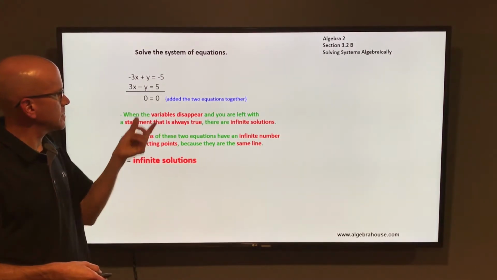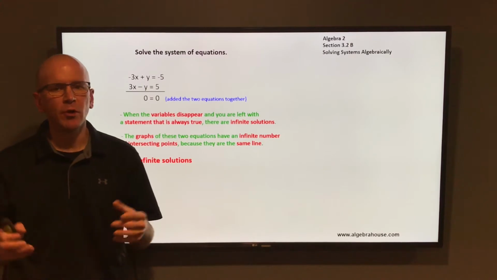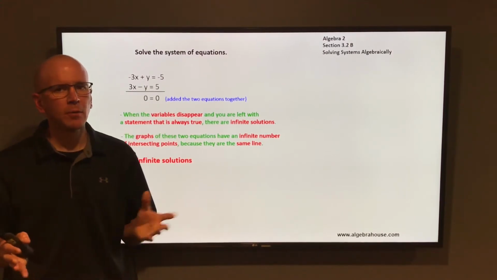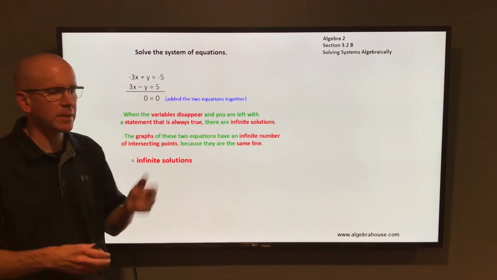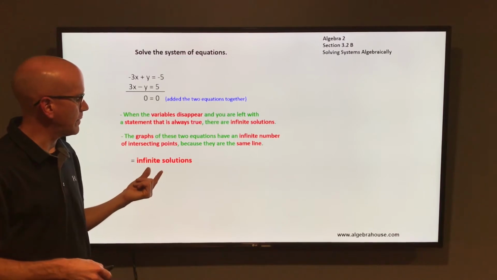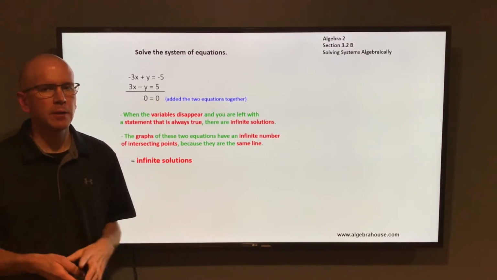So the answer to this, if your job is to solve the system of equations and this happens where the variables disappear, just decide, are you left with a true statement or a false statement? 0 equals 0, that's always true. Then, if it's always true, there are infinite solutions, meaning these two lines are the same. They would have an infinite number of intersecting points.